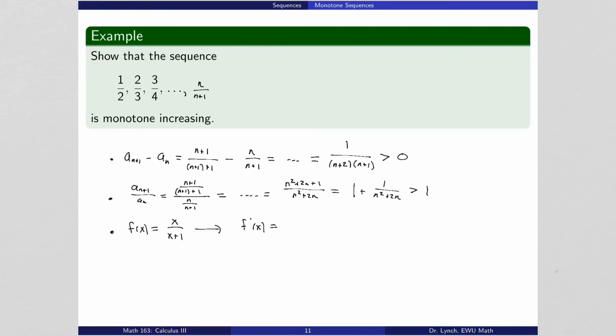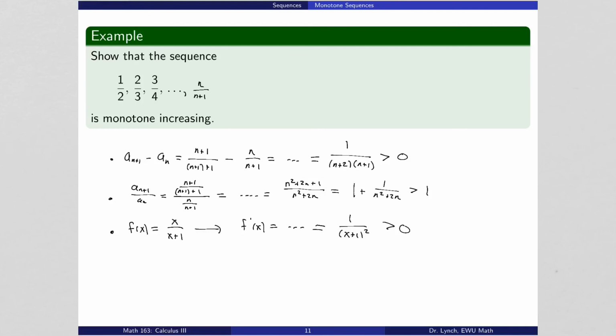Finally, if we define a function f on the continuous variable x, so we can use calculus, such that it matches our sequence at any point, in this case I'll write it as x over x plus 1. Then, with a little bit of work using the quotient rule, you can pretty quickly show what the derivative is. That derivative turns out to be 1 over x plus 1 quantity squared, which is definitely a positive number, and we know if a derivative is positive, then the function is increasing. Okay, so three different ways to show that this sequence is monotone increasing.